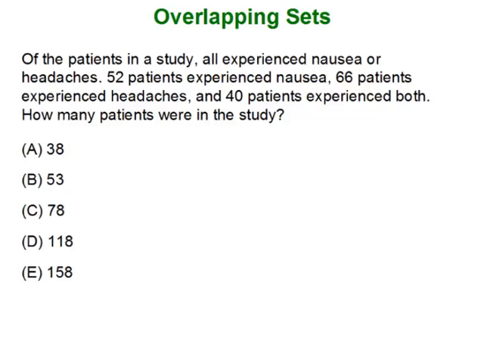The patients in this study all experienced nausea or headaches. And some unlucky patients experienced both. All right, so whenever you see words about some people experiencing one thing, and others fit in a different category, they have or experience a different thing, and especially if you see the word both, you're probably dealing with an overlapping sets question.